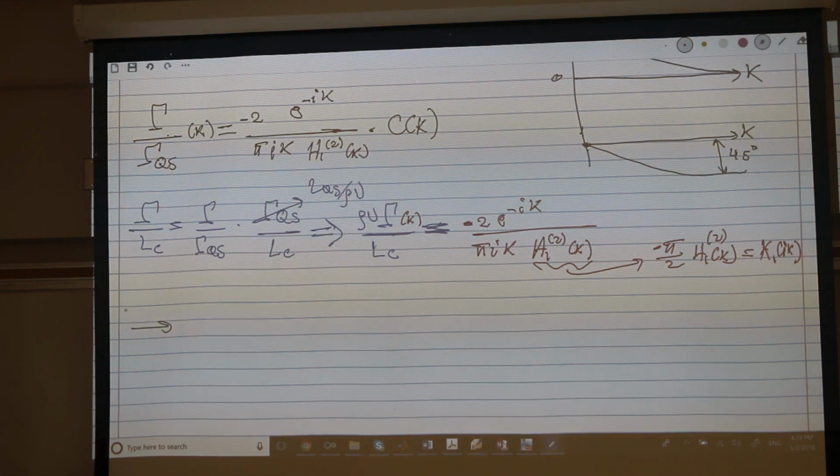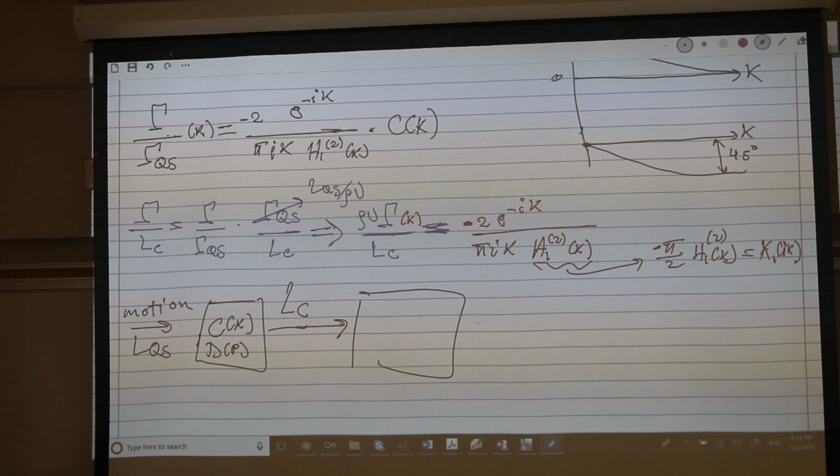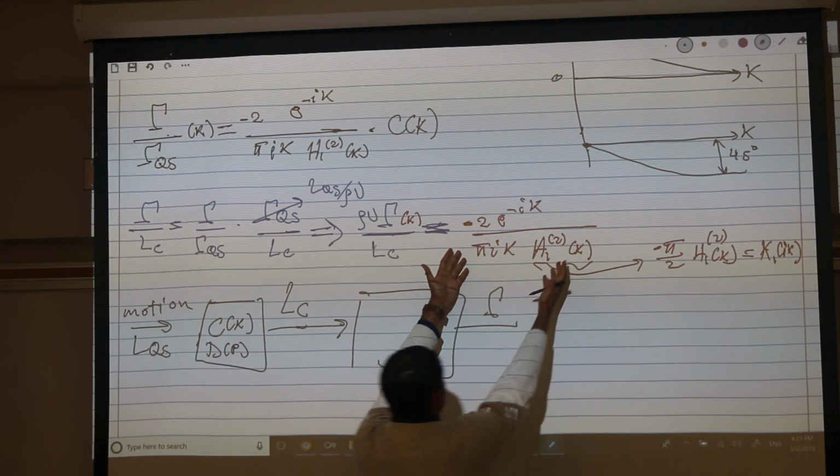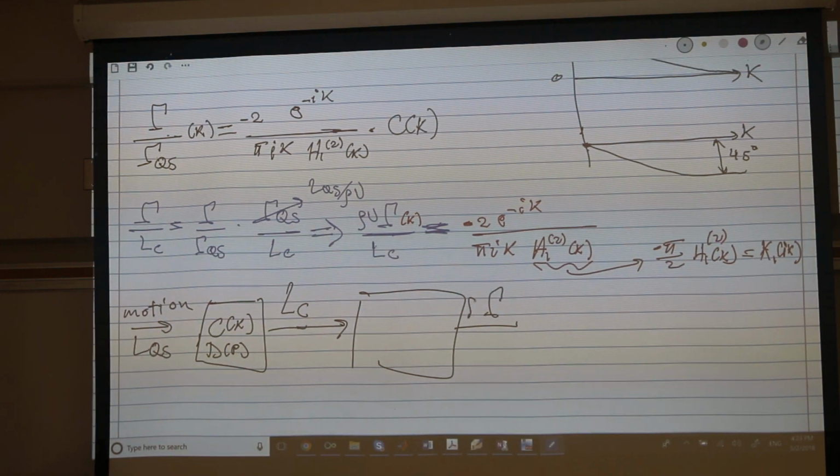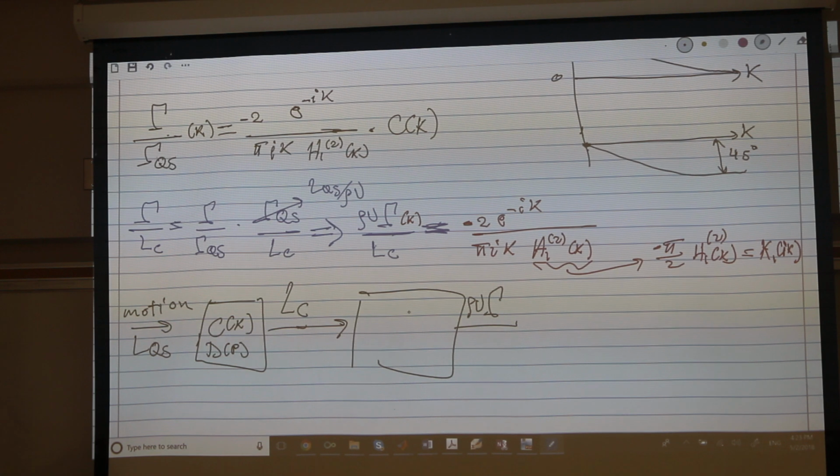Here is the airfoil motion, which is lift quasi-steady, C of k or D of p. This is your circulatory lift, right? Then from the circulatory lift to your gamma, this is what we found now. Can you read me this transfer function? It's what? Here is rho u. Is e to the negative p, right? Divided by p K1 of p.